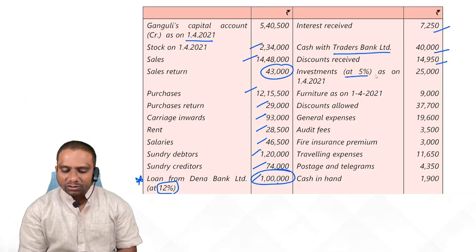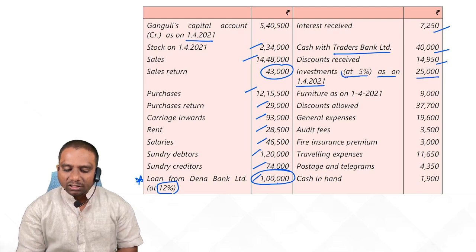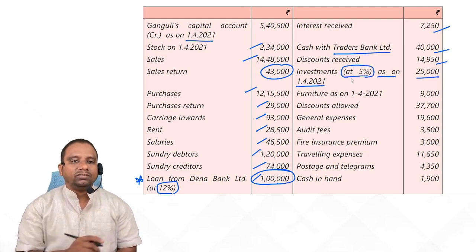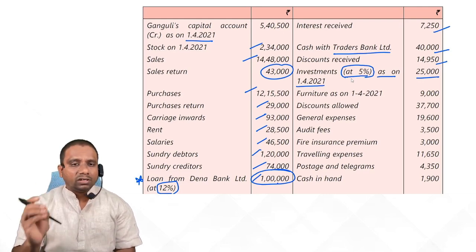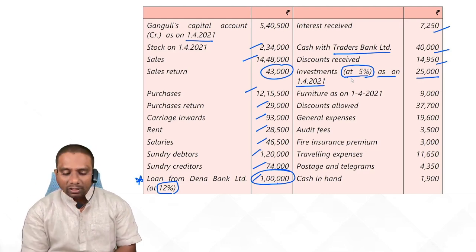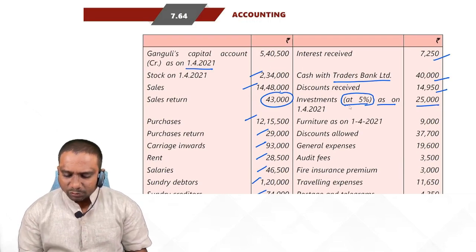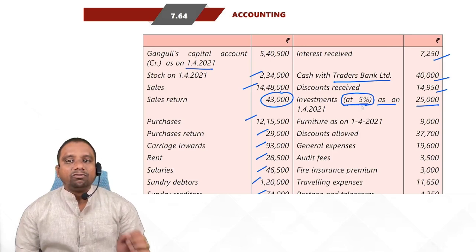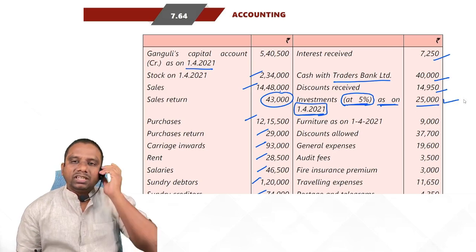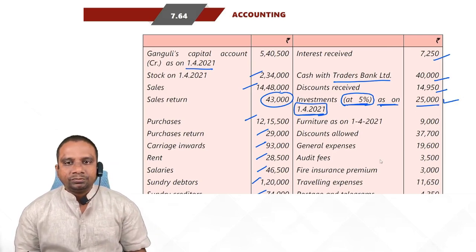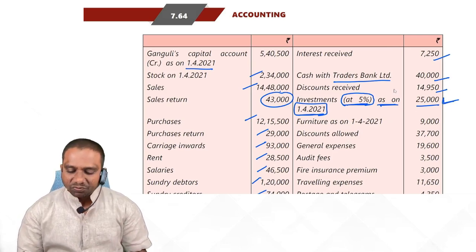Investments at 5% as on 1/4/2021. Investment is an asset, 25,000. In the bracket they are giving, that is nothing but interest on investment. So when you get the information like this, first calculate how much, and they are giving the date also, 1/4/2021. So here observe, investments, in the brackets they are giving at 5% as on 1/4/2021. How much of investments do we have, students? 25,000. Now don't forget to calculate interest on these 25,000 investments at 5%.